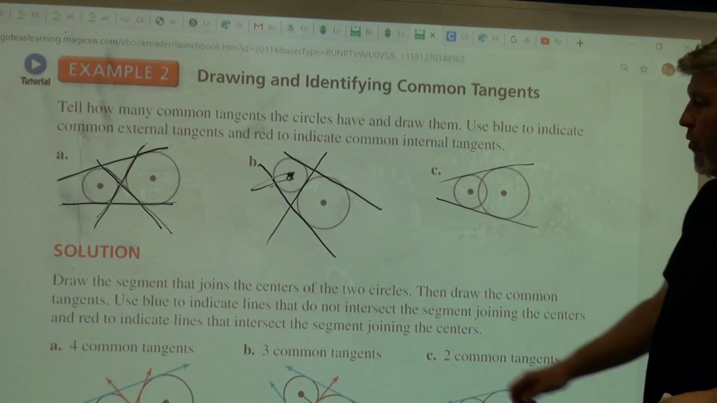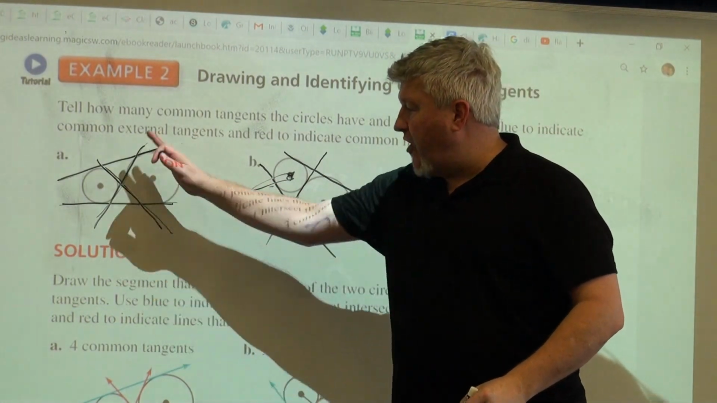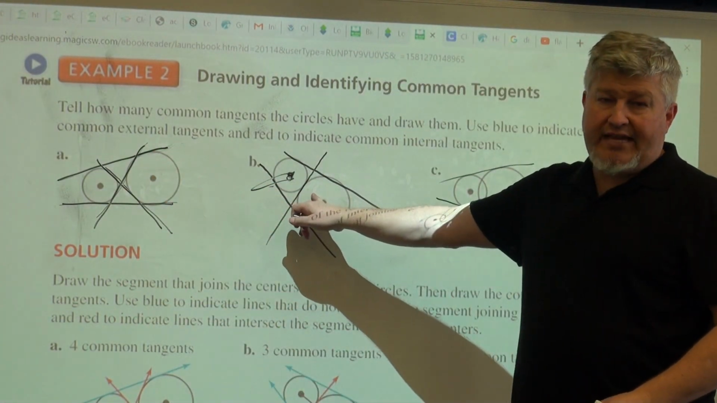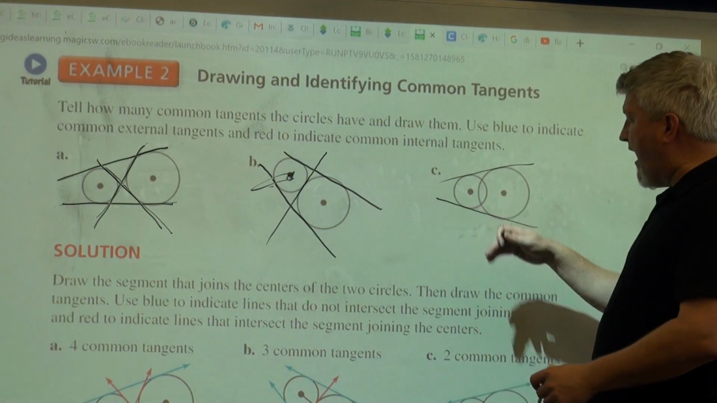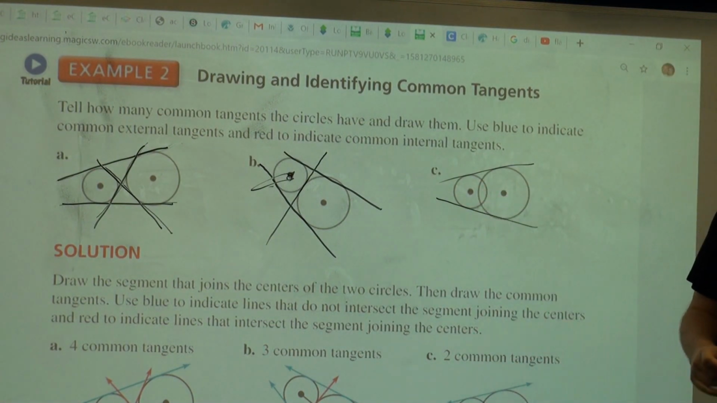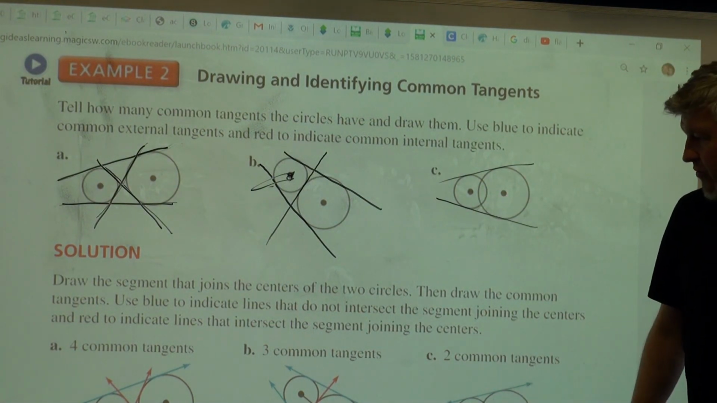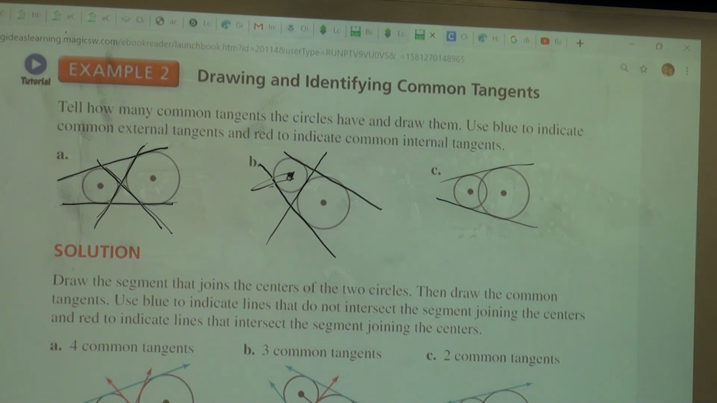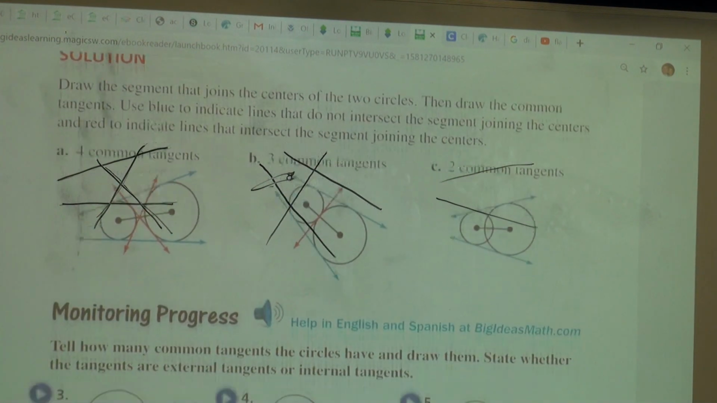Okay? So when they're separated, you can draw 4. When they're touched by a point of tangency, you can draw 3. And when they're overlapping, you can draw 2. Okay? And that's what you see down below. They look much nicer than the ones I drew. There's what they drew.